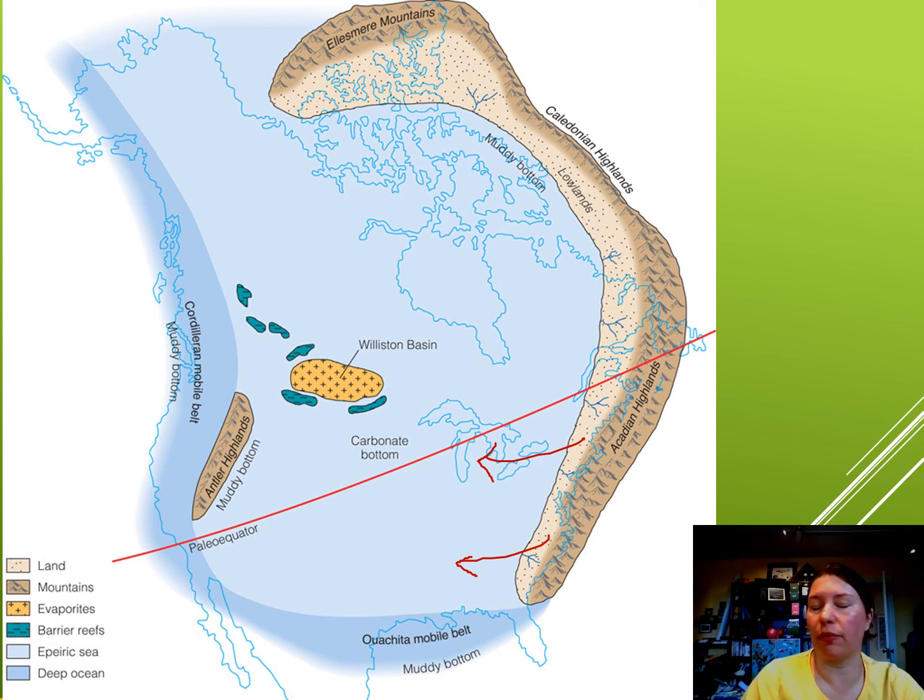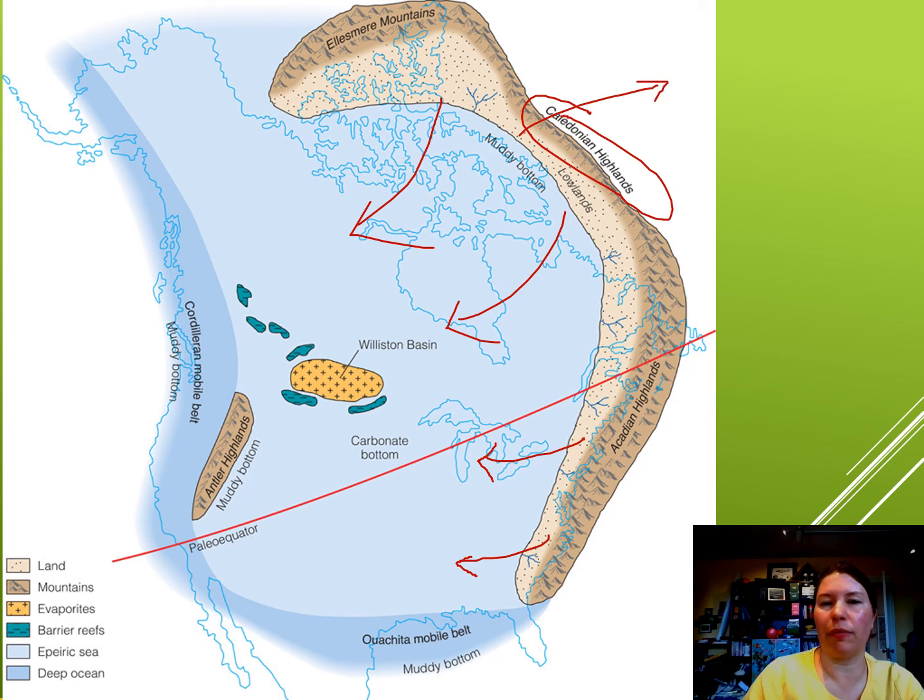So wherever we have sediment or rock that is high and dry above the sea, it is likely then to be eroded and then dumped into that sea. And then here's the Caledonian Highlands, and some of this is going to break off and become Scotland. So Scotland wasn't that far away back then.